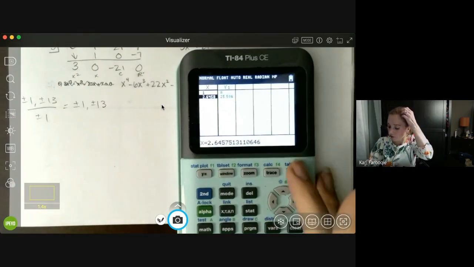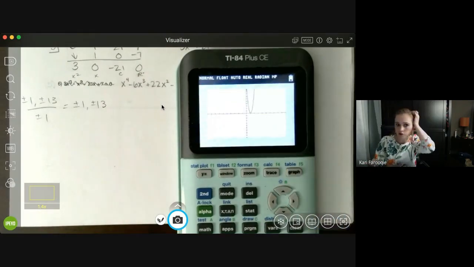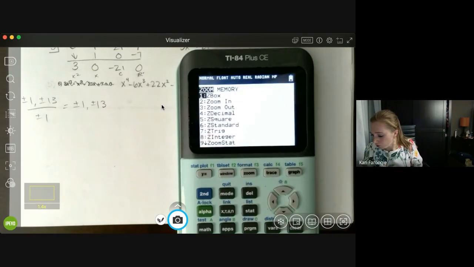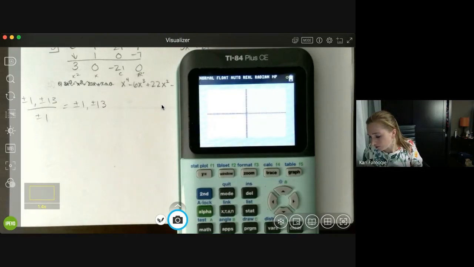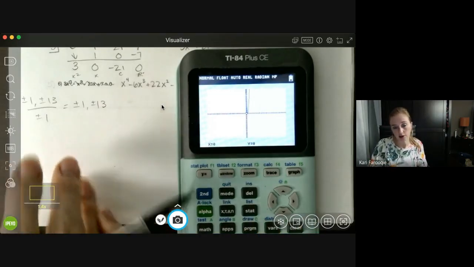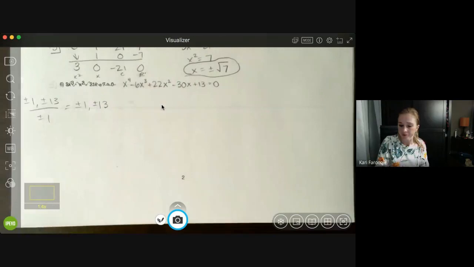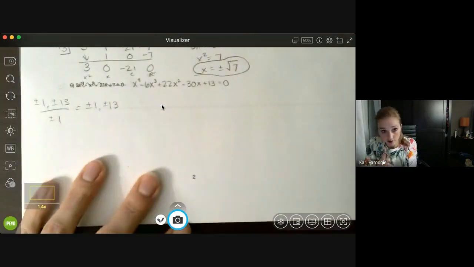Now, the graph doesn't give you much of anything that's interesting. You could always zoom it out to see if you're missing something that could be happening. Feel free to zoom out as many times as you want. I don't think it's going to get much more interesting than this, though, unfortunately. We could change our window around, but you might as well just do the work and then kind of go backwards from there. All right, so we found that 1 is a 0.